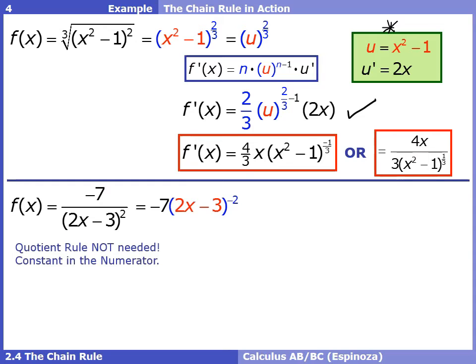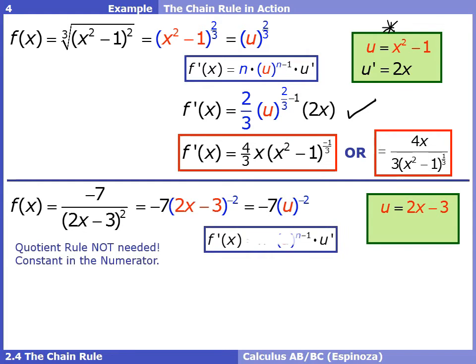I see a function, 2x minus 3, inside of another function, which is something to a -2 power. I see a function inside a function, so we can get that function of 2x minus 3 out of there. If I replace 2x minus 3 with a u, our equation becomes a little bit simpler to look at. It's just -7 u to the -2. Since I have a u to a power, not a plain x, I can apply the chain rule.